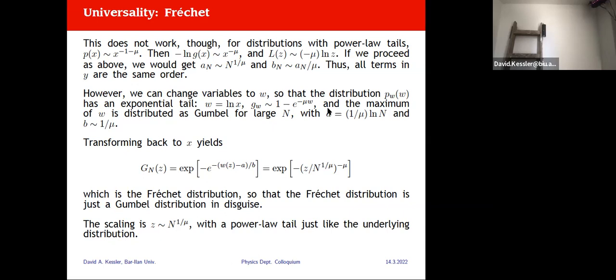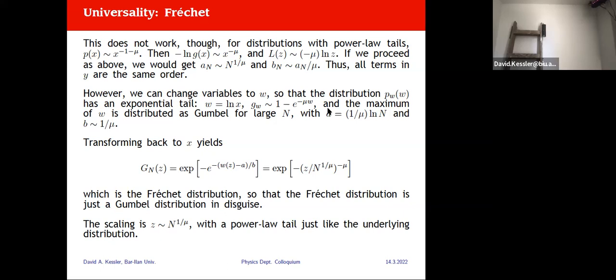So let's change variables such that the tail, where we have a distribution with a parallel tail, becomes easily a distribution with an exponential tail in another variable, in the variable log x. So we define W as just log x. Then G(W) is 1 minus e to the minus mu W, right? And now we have an exponential distribution. And with this process, our game works, and we get Gumbel spot on.